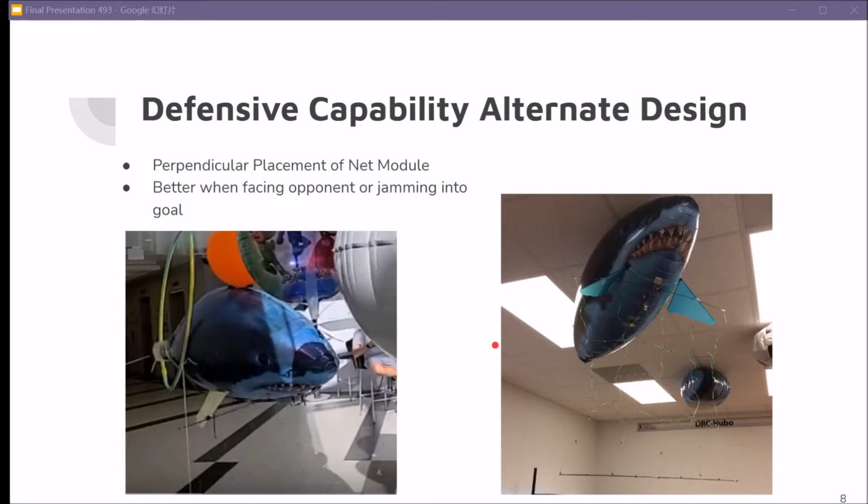We also have an alternative design for the defensive blimp with the net being perpendicular to the blimp. This design is better for going after an opponent and jamming the blimp into the goal so that no one can score. However, it's not as good at screening the goal, which is essentially going up, down, right, left in front of the goal. In addition, the parallel net seems to give extra stability in comparison to the perpendicular net replacement. It can be said that different designs are better for different purposes.